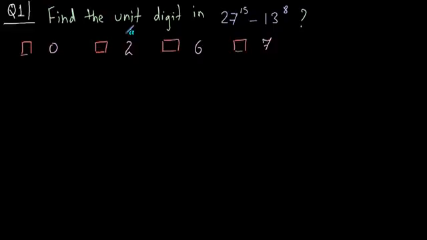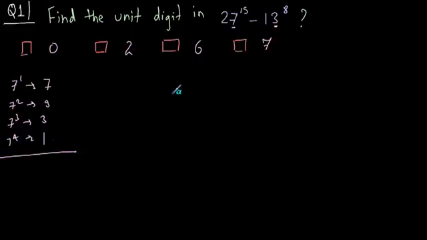In questions where they ask you the units digit, you just have to take into account the units digits only. So we are not going to take into account the whole 27. We just pay attention to 7, and in case of 13 we'll pay attention to 3 only. So let's find out the units digits of 7's powers. 7 raised to 1 gives the units digit as 7, and 7 squared is 49, so 9 is the units digit. 7 cubed, just multiply this 9 by 7, gives us 3. 7 raised to 4 gives us 1.